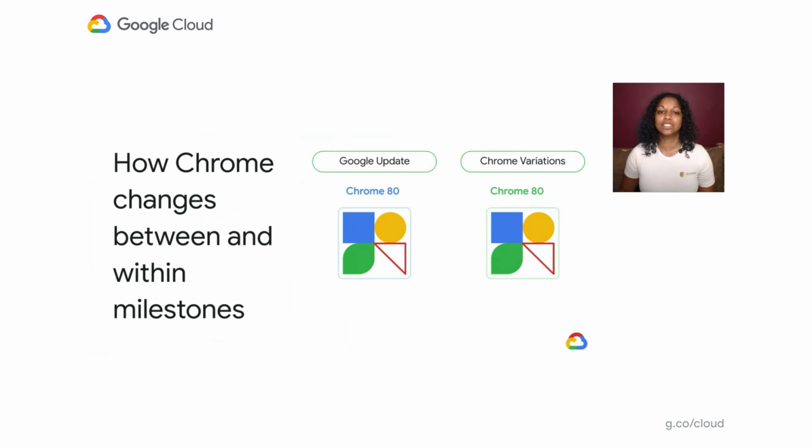Here's an illustration of what that looks like. Google Update replaces one version of Chrome, for example, Chrome 80, with a new version, in this example, Chrome 81. If you think of each of these shapes as a feature, you can see that new features are added with the new version. Chrome Variations lets us enable and disable specific features within the same version of Chrome. Look at the triangle shape on the right. With Chrome Variations, we can quickly turn that individual feature on, off, and on again as needed.